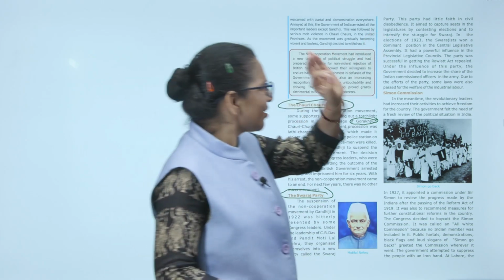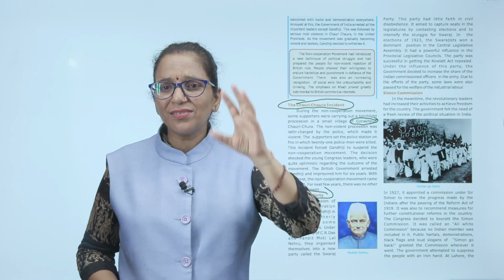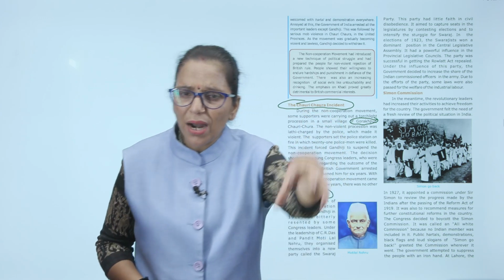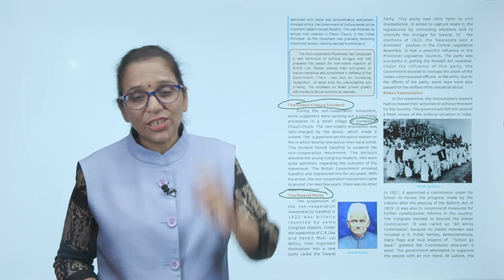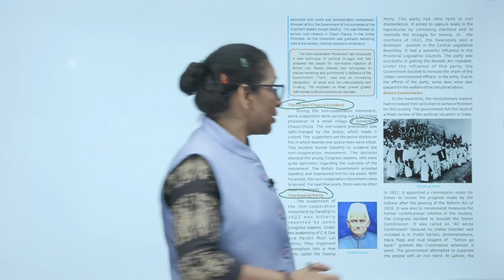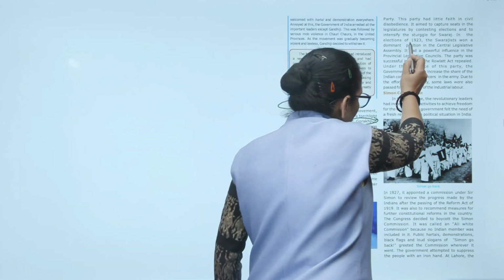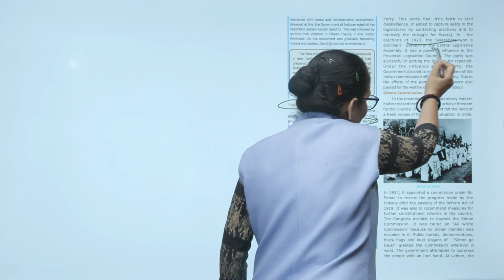This party had little faith in the civil disobedience movement also. It aimed to capture seats in the legislature by contesting elections and to intensify the struggle for Swaraj. They wanted to be a part of the Legislative Assembly of the Britishers. In the election, what happened? In 1923, the Swarajists won a dominant position in the Central Legislative Assembly and a powerful influence in the Provincial Legislative Councils.